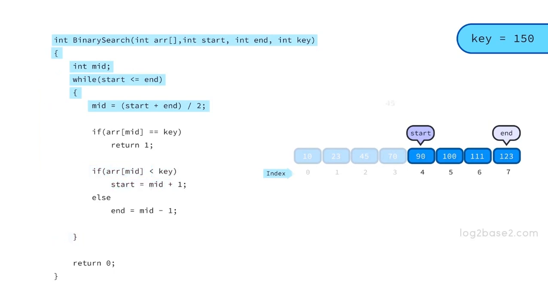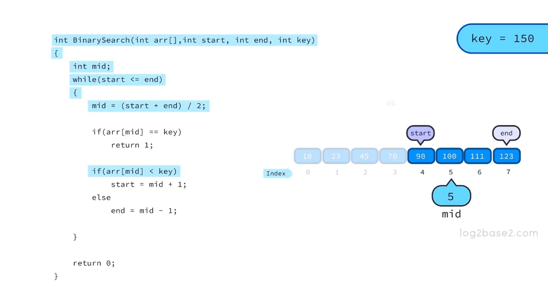Now check the while condition, and start 4 is less than end 7. So go inside and find the new mid which is 4 plus 7 divided by 2, that is 11 by 2 which is equal to 5. So middle element is at index 5. So check if it is the key. So we have if ARR of mid equal to key, and it is not.